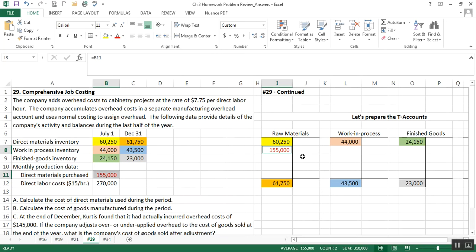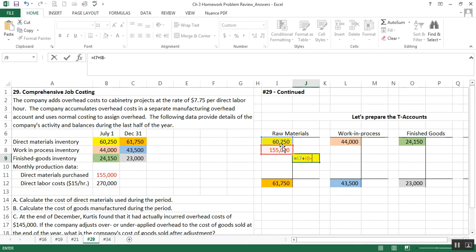I'll just change the color of that. And we're trying to figure out how much direct materials we used. Okay, so we're trying to solve for this. In order to do so, we know that these need to equal. So we're going to take our beginning plus what we purchased minus our ending. And that is $153,500. That's the direct materials that we used.